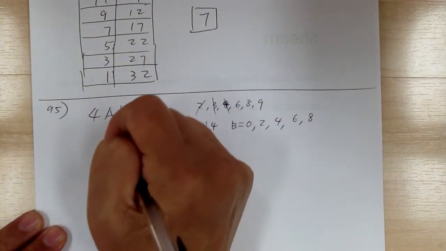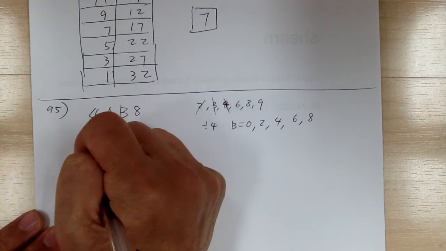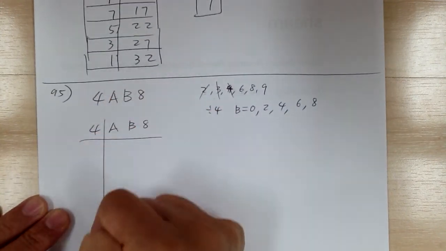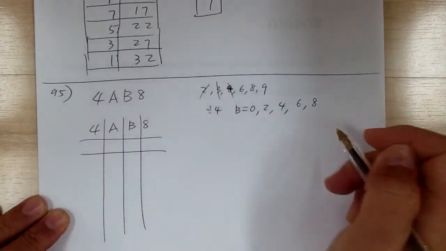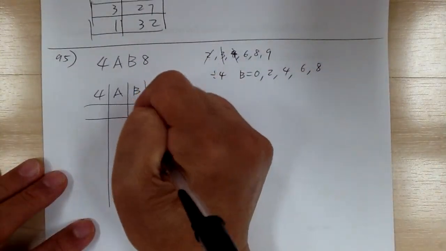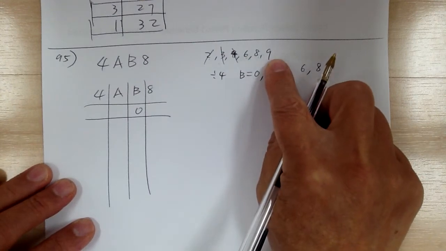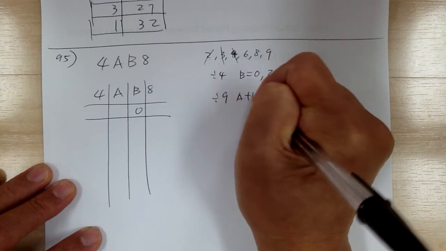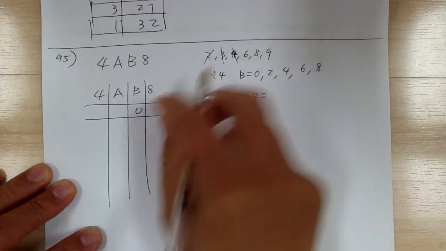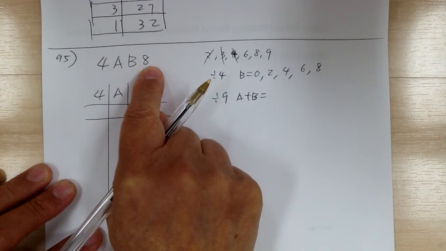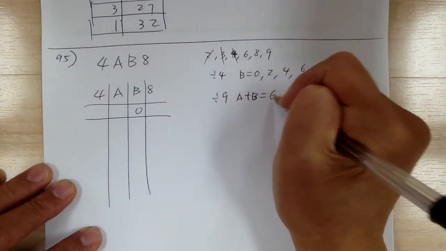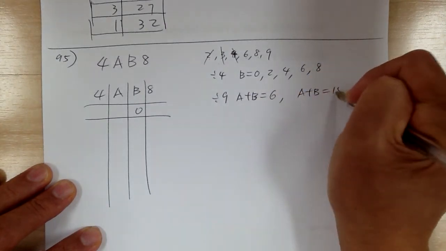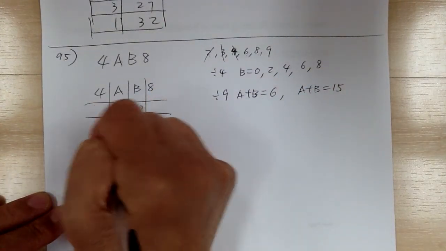So we can make a table with 4AB8. Oh, by the way, also the 9. We can do the 9, right? So in order to be divisible by 9, a plus b has to be equal to, since this is already 12, so you have to go to 18. So this has to equal 6, or the next cycle plus 9, so equal to 15. So you have to fulfill all those requirements.